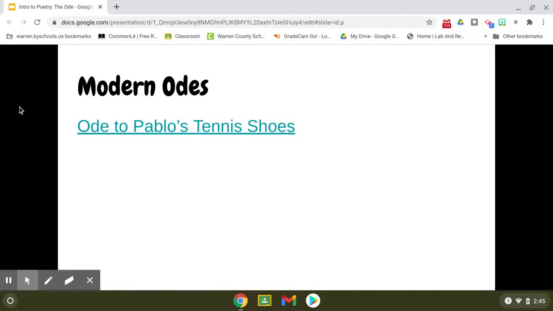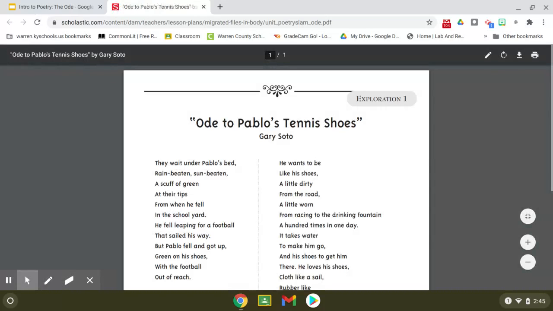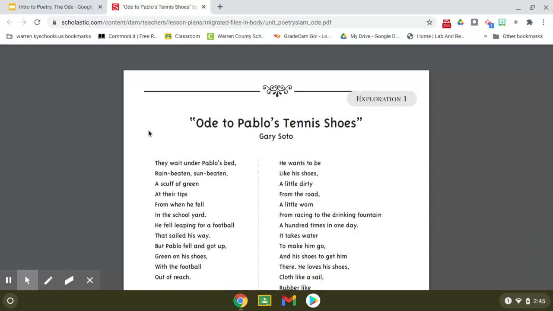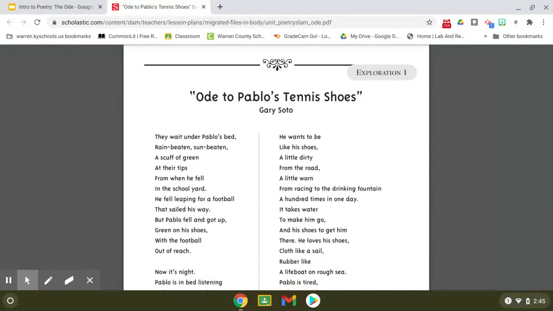There are also modern odes. Let's look at one. This one is called Ode to Pablo's Tennis Shoes. Now you'll notice with this one, it does not have a set rhyme scheme or rhythm, but it does use metaphors, similes, and personification.